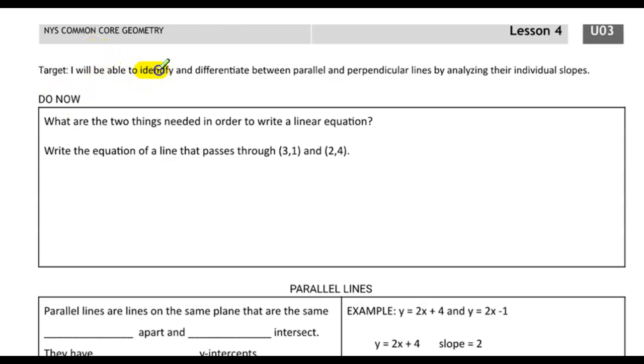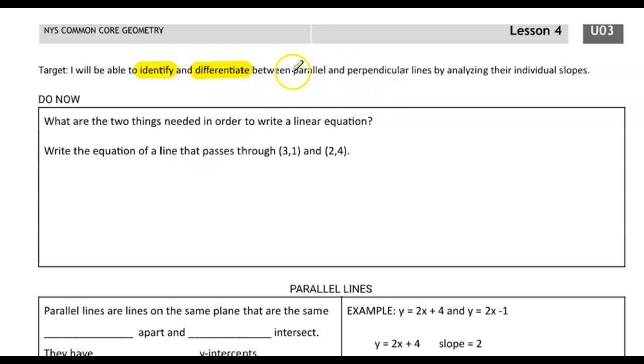We're going to be able to identify and differentiate between parallel and perpendicular lines by analyzing their individual slopes. Identifying means looking at an equation and trying to determine its slope. And then differentiating means saying, well, there's a difference between this slope and that slope, or there's a difference between this pair of slopes and that pair of slopes.